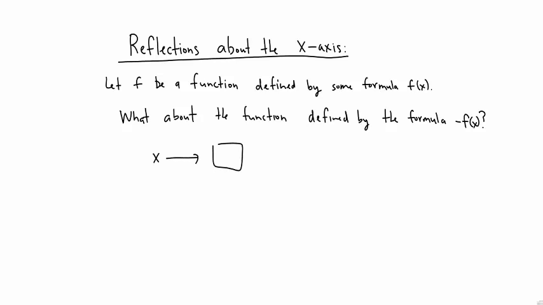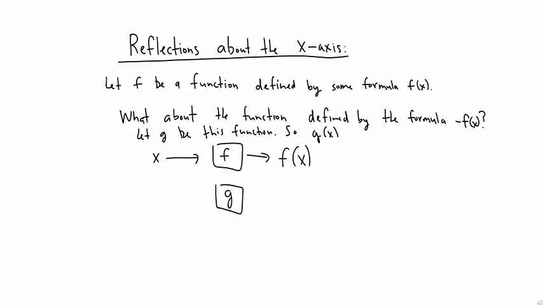Let's take a look at this. Here's how we picture f. It inputs x and outputs what we get when we plug x into its formula. And then this new function, which we'll call g, so a formula for g of x, is simply minus f of x. So this function g inputs x, and it outputs minus f of x.